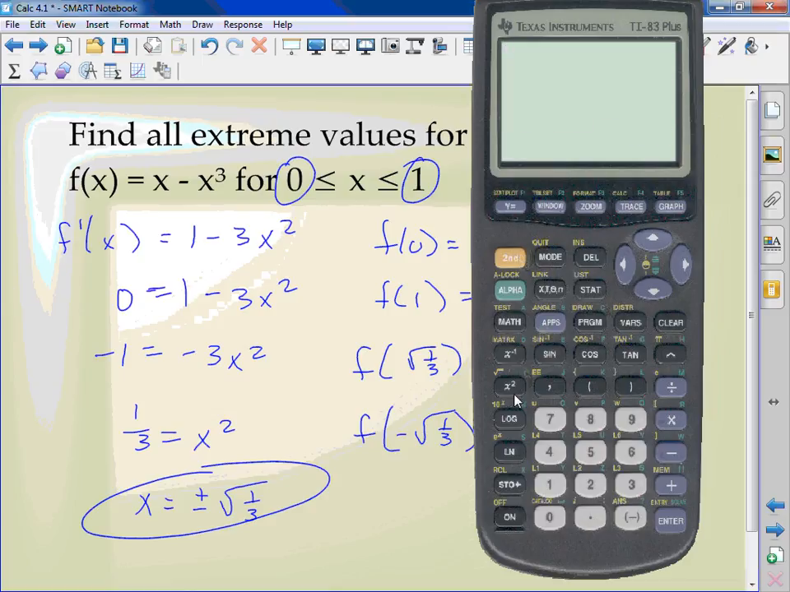So I have the square root of 1/3 minus the square root of 1/3 cubed. And I get 0.385.